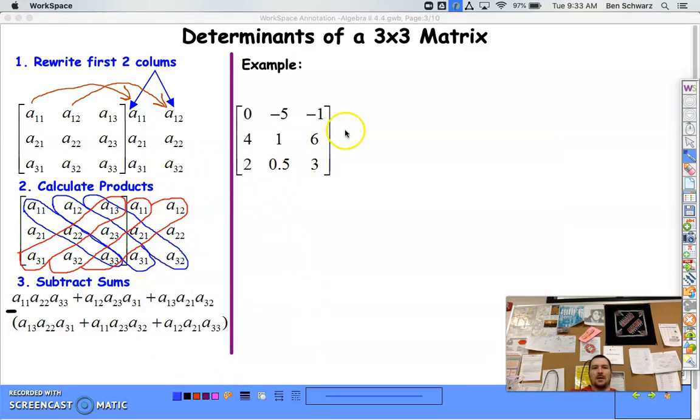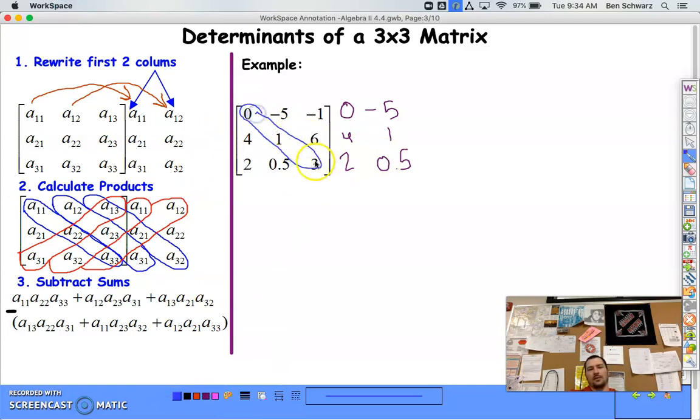All right, so let's rewrite our terms. Actually, let's use this color for that. We're going to rewrite 0, 4, 2. I'm going to try not to be sloppy here, but no promises. And 0.5. So I just copied over these first 2 columns. Then I'm going to start taking my diagonals. So this one, multiply those. 0 times 1 times 3, well, that's 0, plus negative 5 times 6 times 2. So that would be negative 60.